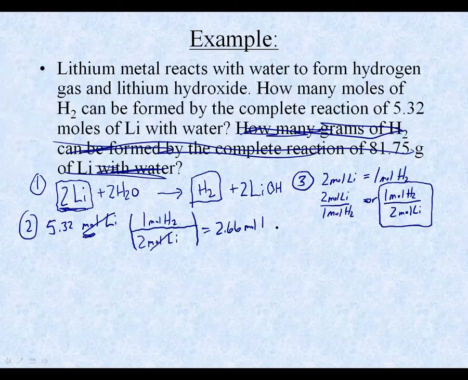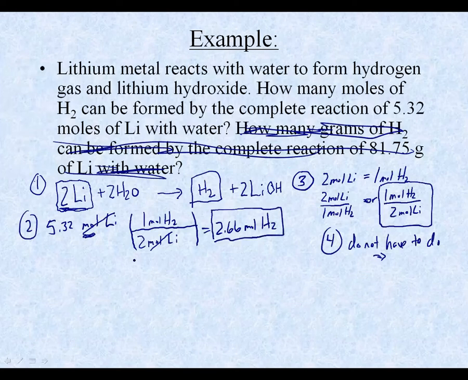Now, in this case we are looking for moles, which means step 4, converting those into grams or something like that, we do not have to do. So this should be our answer. We started with 3 sig figs and ended with 3 sig figs, so we get 2.66 moles of H2. Any questions on any of those steps?